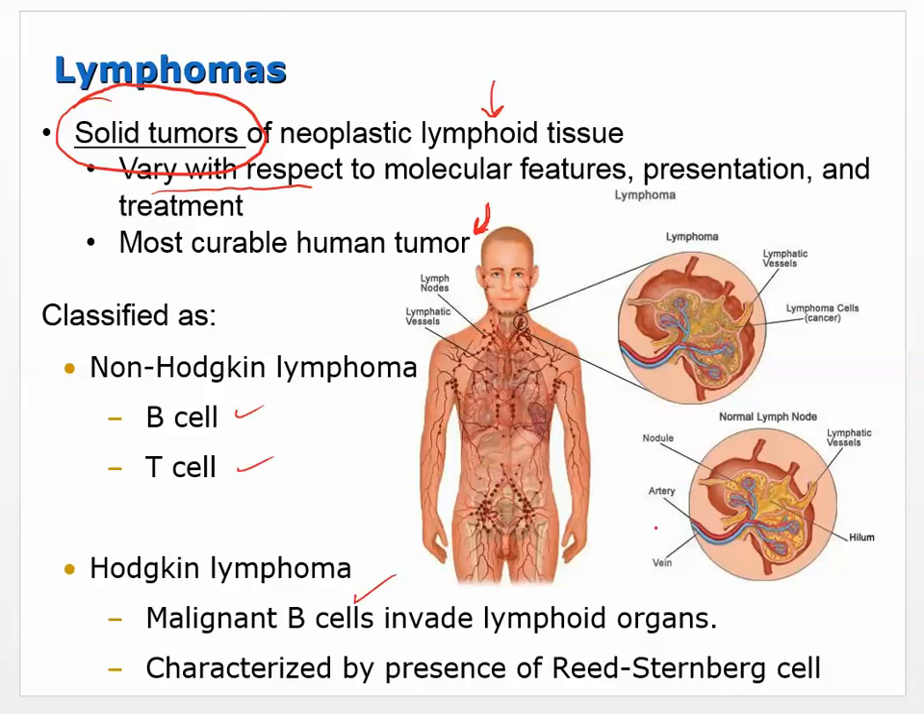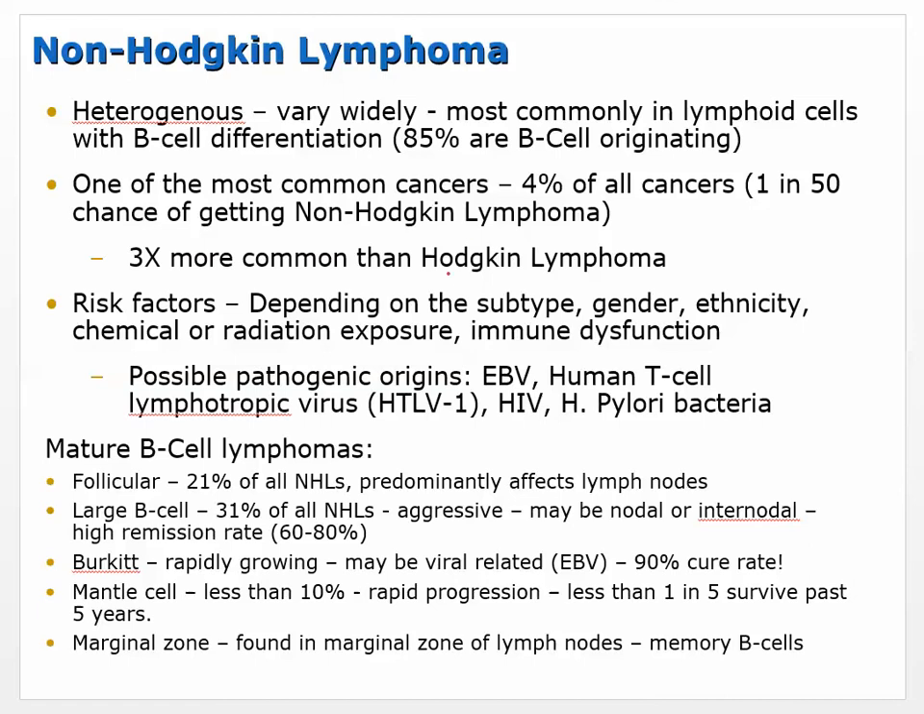And kind of like the Philadelphia chromosome that was associated with CML, Hodgkin lymphoma show these cells called Reed-Sternberg cells. So a histologist or a pathologist can look at the cells of a lymphoma and determine whether it's Hodgkin or non-Hodgkin just by the presence of the Reed-Sternberg cell. And that has an effect on how it's going to spread and the treatment that's involved. So, non-Hodgkin, very widely heterogeneous.